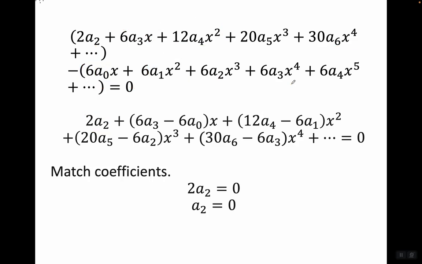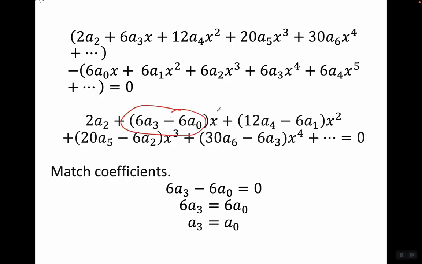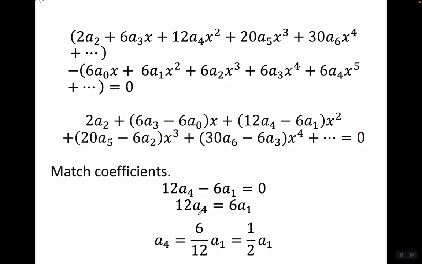Now we just match coefficients. Notice the constant coefficient on the left side is 2a2. The constant coefficient on the right side is just 0. That means 2a2 is 0, which means a sub 2 equals 0. How about the coefficients of x? On the left side it is 6a3 minus 6a0. On the right side, I don't see an x here. Do you see an x? There is no x. The coefficient of x on the right side is just 0. Therefore, 6a3 minus 6a0 equals 0. In other words, 6a3 equals 6a0, so that a3 equals a0.